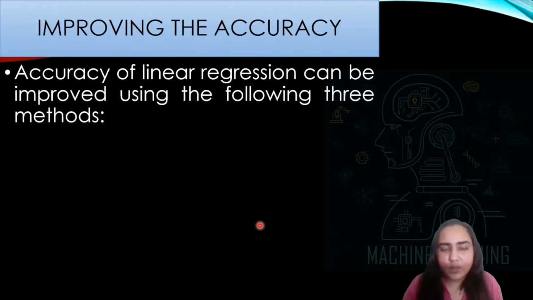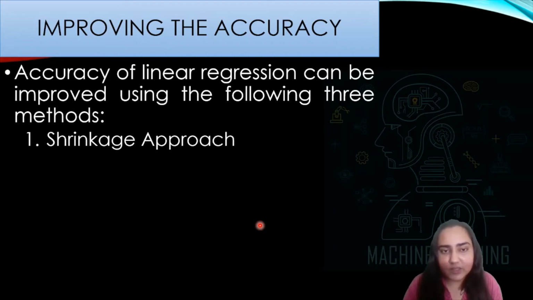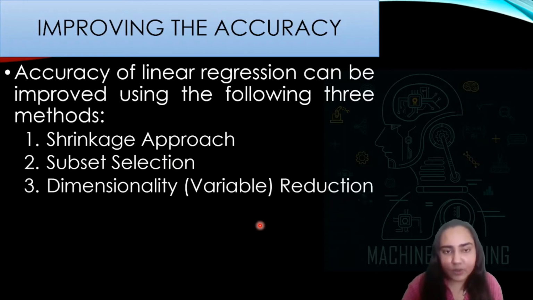Now, how can you calculate or find out the accuracy? How can you improve the accuracy of a linear regression model? So there are three methods for that. The first method is the shrinkage approach. The second method is called subset selection. And the third one is dimensionality or variable reduction. So let's take a look at all these one by one.